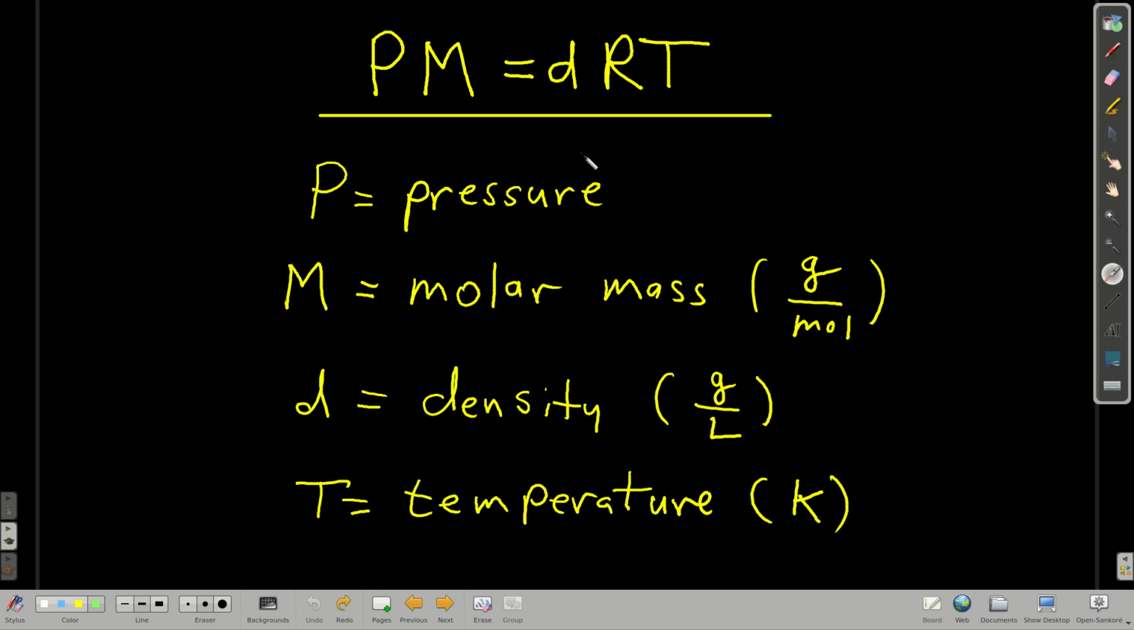What's cool about this is that you can measure macroscopic properties. Pressure, that's pretty easy to measure in the lab. Density, just measure the mass and the volume, and you can do those. You need a balance and something to measure the volume. And the temperature, stick a thermometer in it. Measuring those macroscopic properties lets you calculate a microscopic property, the molar mass.